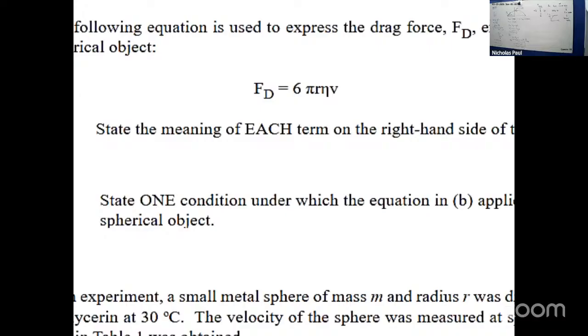FD is drag force. Write down the formula. I'll help you out. Write down the formula. Is that drag force?